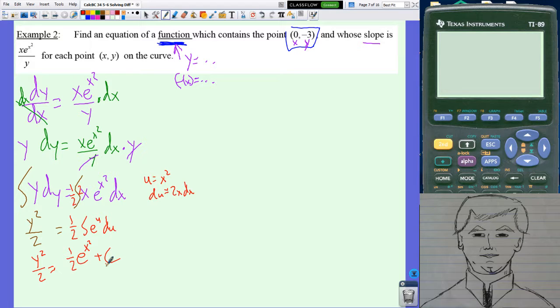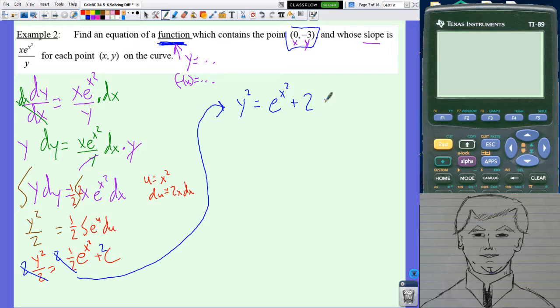Okay, so we've got to make this a function, which means y equals form. So I'm going to take this equation and we're going to do the work this way. We're going to multiply both sides by 2. So I get y squared equals, now we're going to multiply all this by 2, e to the x squared. If you multiply everything by 2, these cancel, those cancel, so I say plus 2c.